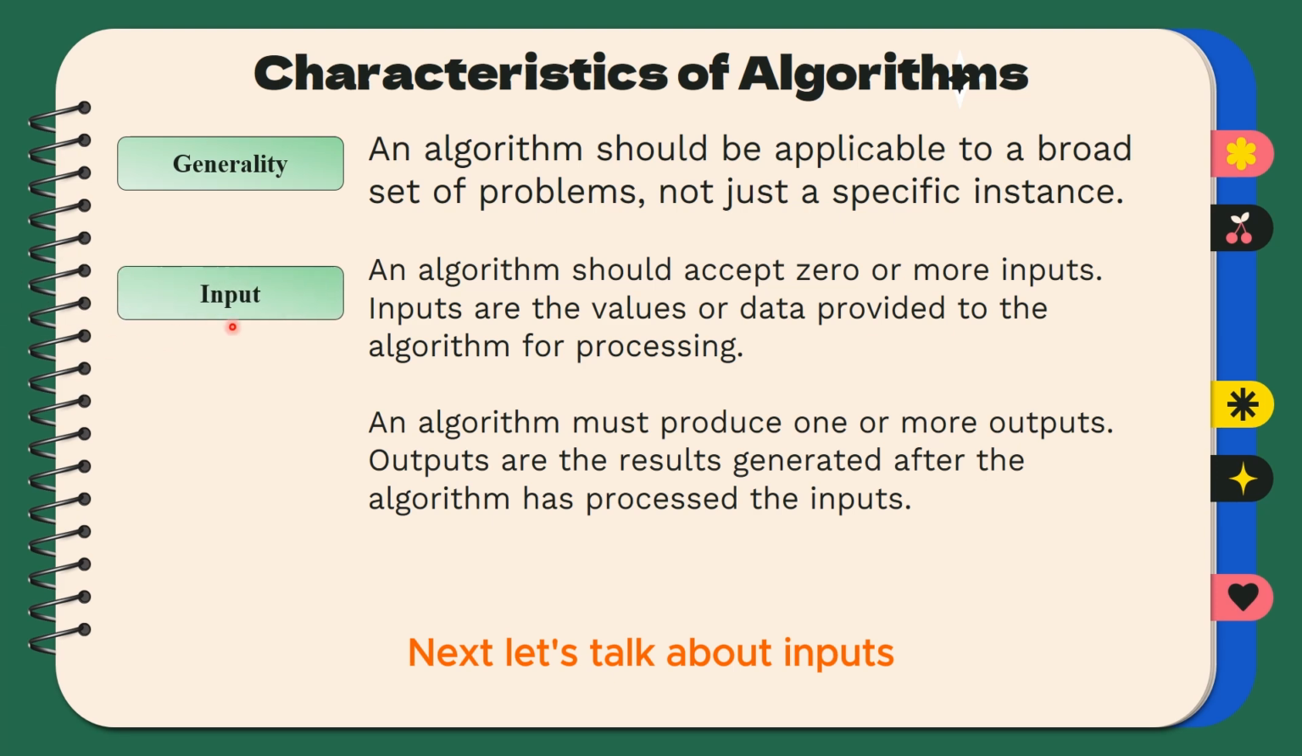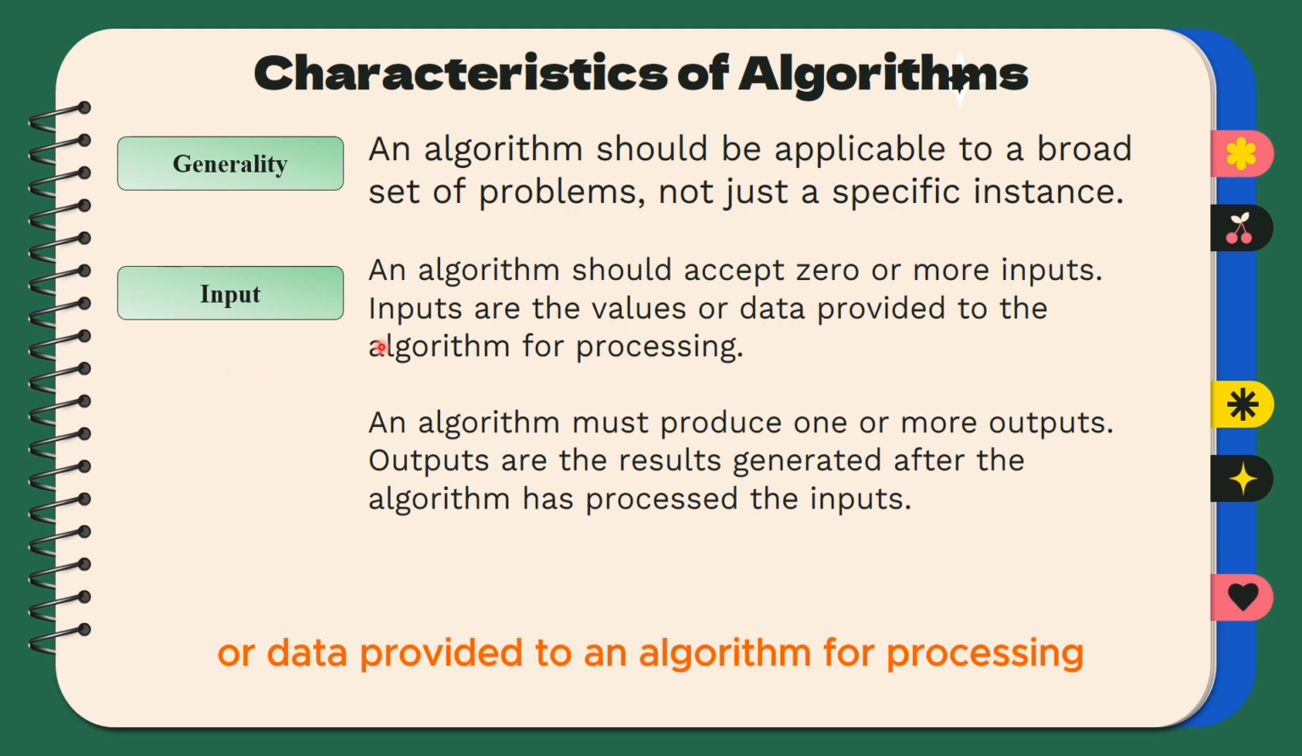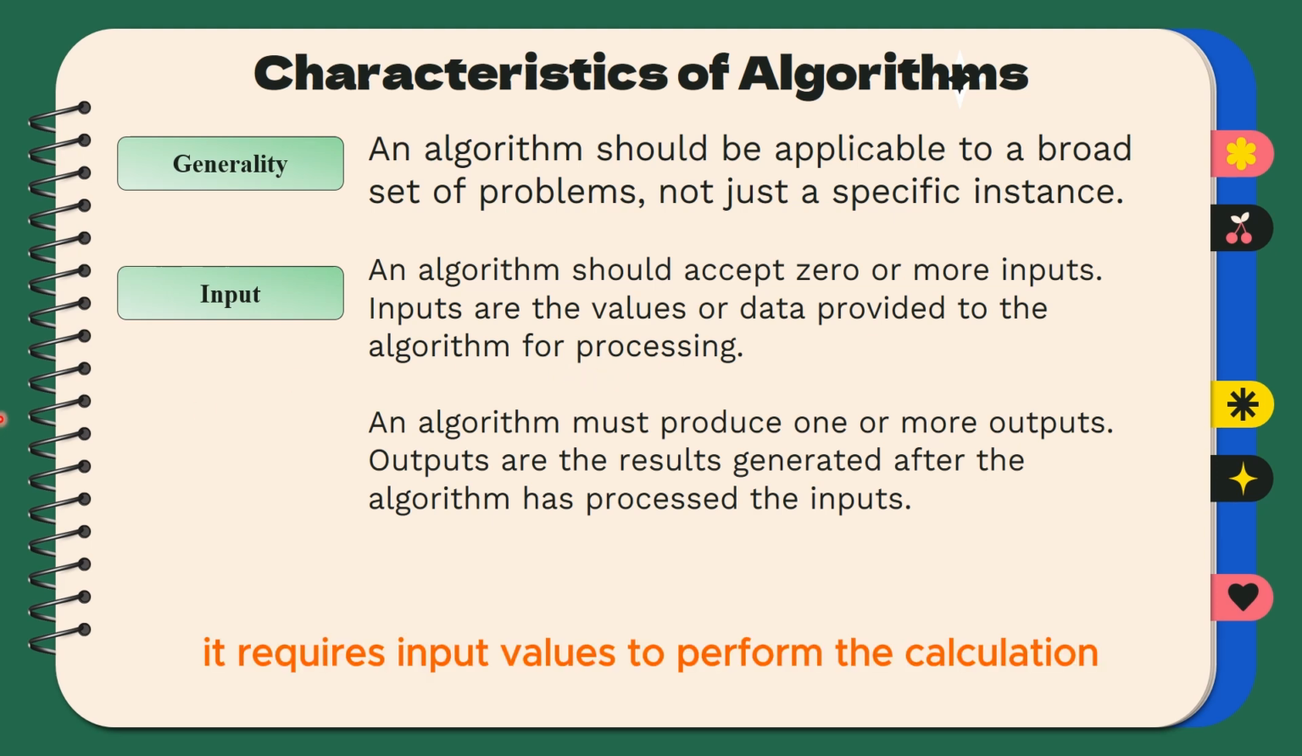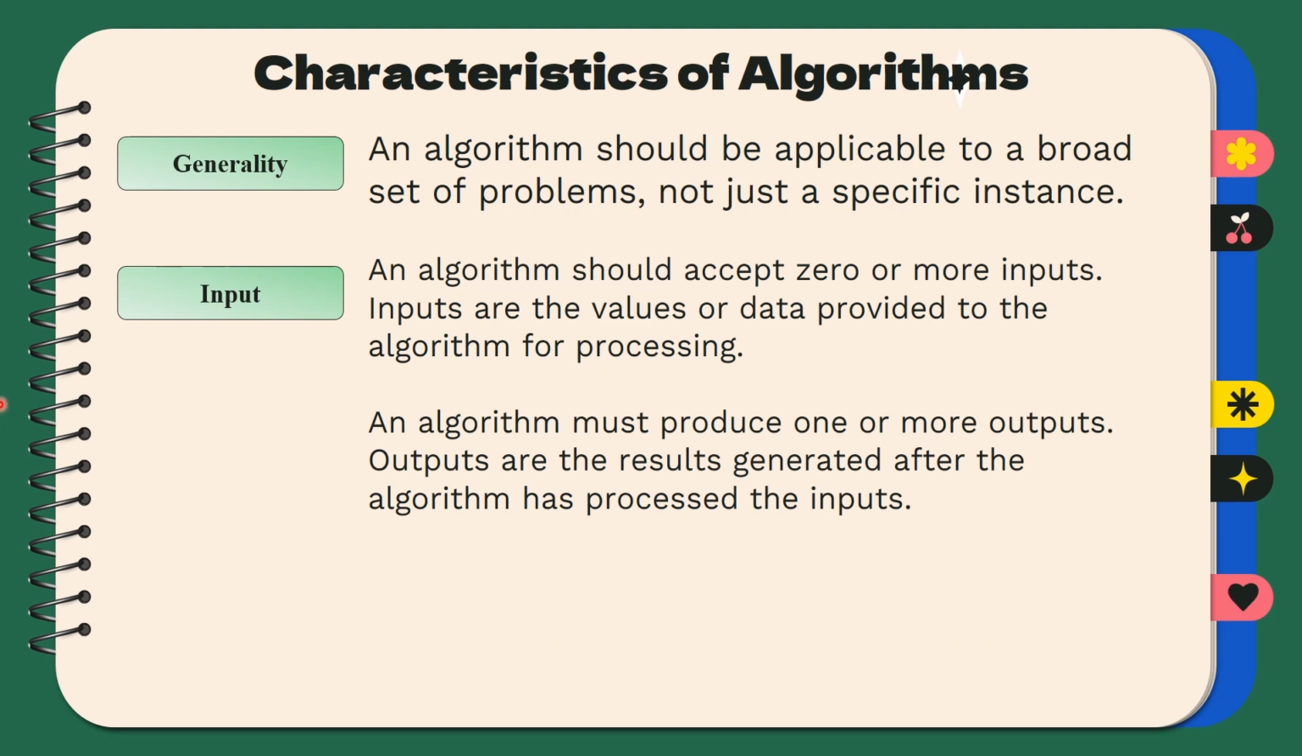Next, let's talk about inputs. An algorithm should accept zero or more inputs. These inputs are values or data provided to an algorithm for processing. For instance, consider an algorithm designed to calculate the average of a list of numbers. It requires input values to perform the calculation.